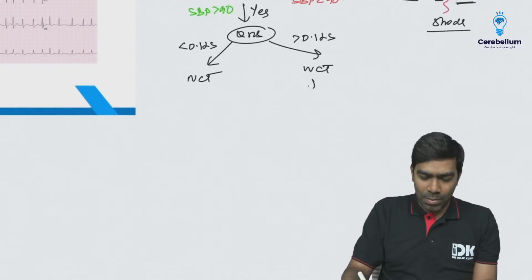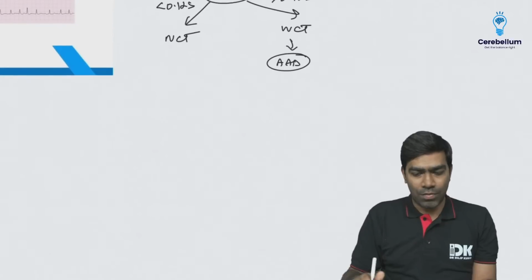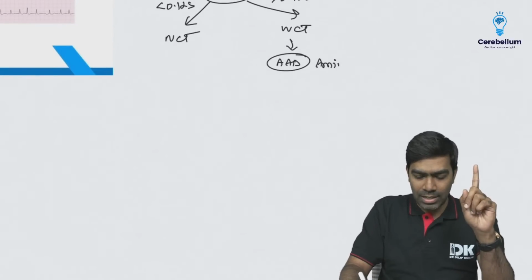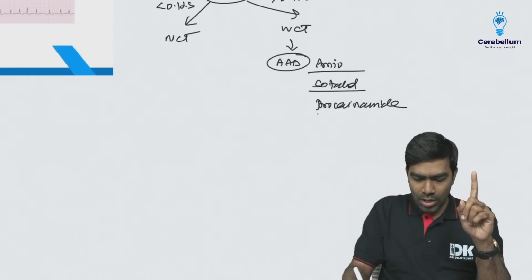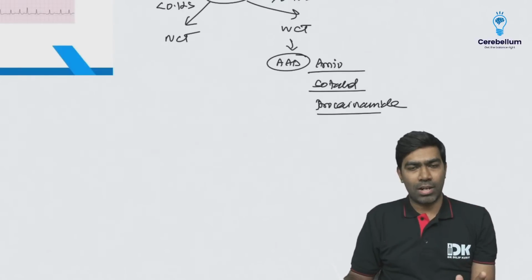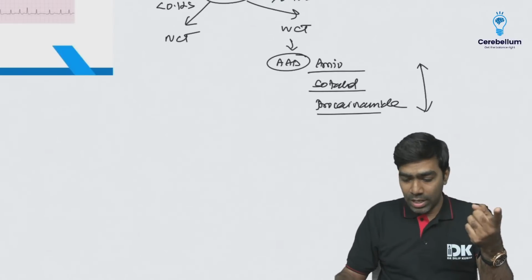If it's a wide complex tachycardia, you're going to start with antiarrhythmic drug infusions. ACLS guidelines recommend 3 drugs: amiodarone, sotalol, and procainamide. Okay, 3 drugs. But the problem is all these 3 drugs can increase the QT interval.